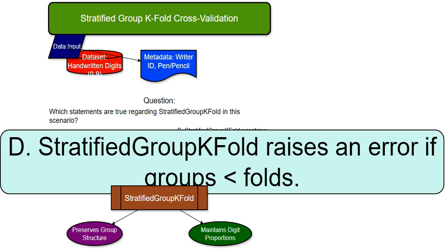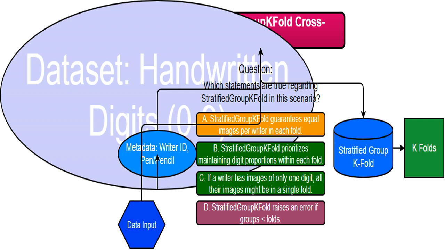This is the specific tool from Sklearn, a popular Python library for machine learning, that I'm using to do the StratifiedGroupKFold cross-validation. It handles both the stratification, keeping digit proportions balanced, and the grouping, keeping data from the same writer together. This tells us that each image in the dataset has information about who wrote it, writer ID, and what they used to write it, pen, pencil. This information is crucial for the grouping aspect of the cross-validation.